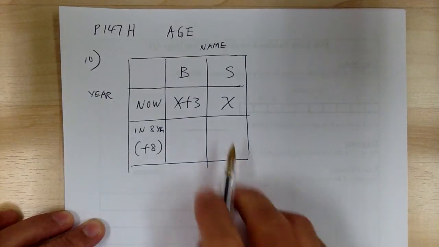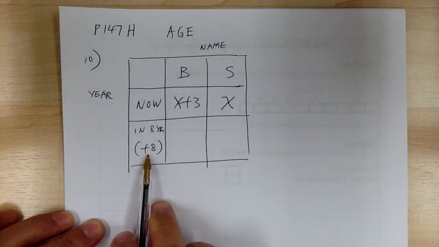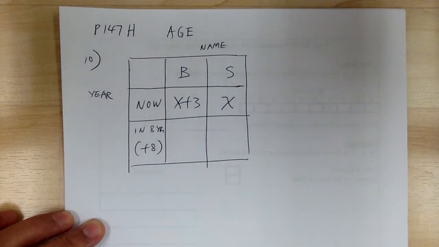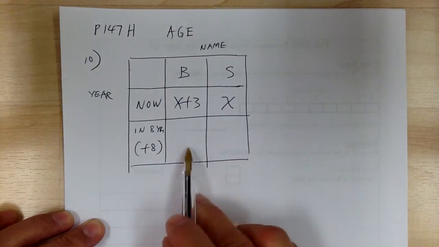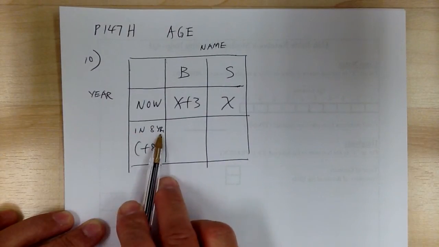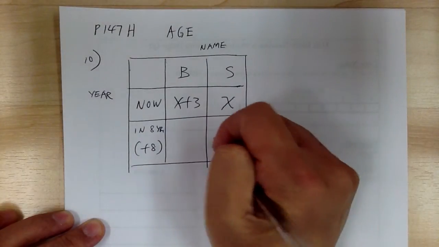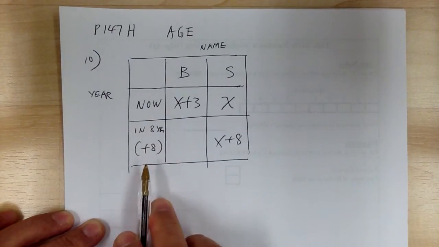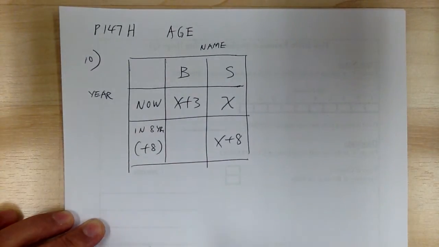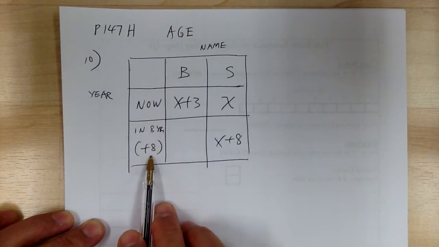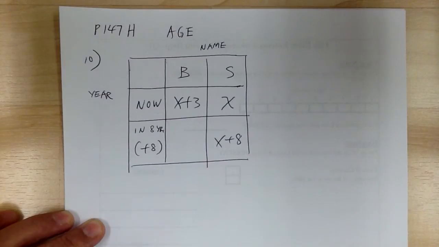Once you figure out this part, you stop reading. You use this information to finish up your table. Do not read the next part, because if you use the next part to fill out the table, you're going to get stuck. So use your common sense. In 8 years means they're going to get 8 years older. So this would be x plus 8, right? In 8 years means you plus 8. Now if it says 8 years ago, then it would be minus 8. So in the future, you add. In the past, you subtract. So this will become x plus 11.